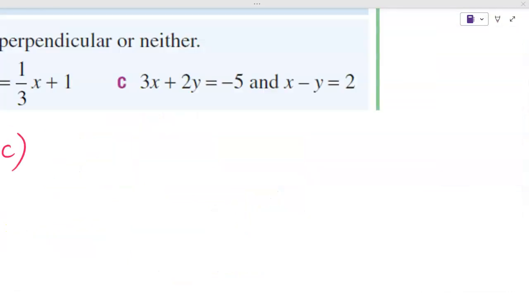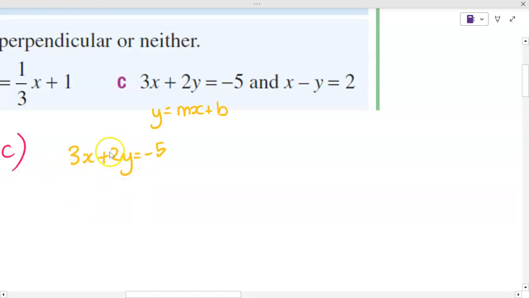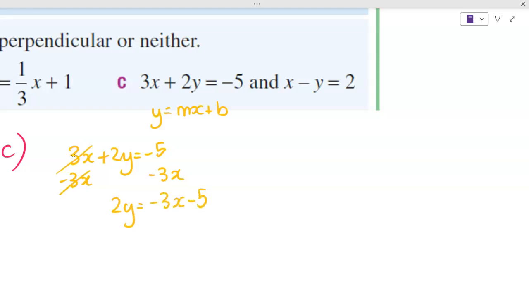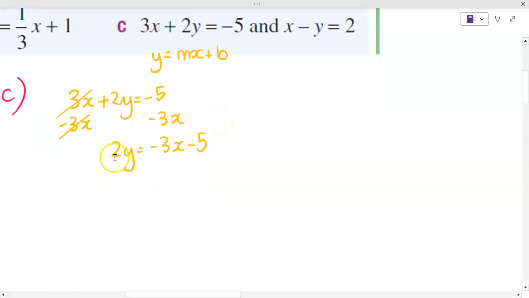Let's have a look at C, and C is a little bit harder. If you have a look at those two graphs, neither of them are in the form of y equals mx plus b, so we're going to have to rearrange both of them. So I'm going to write that first one down. This is a little bit harder, and I need to rearrange it. I want the y left on the left-hand side, so let's get rid of the 3x. Minusing 3x, minusing 3x. So 3x minus 3x is 0, so I'm left with 2y is equal to, now I'm going to put the minus 3x at the front, just because I know that I need that for that equation format. And now I've got 2 times y.